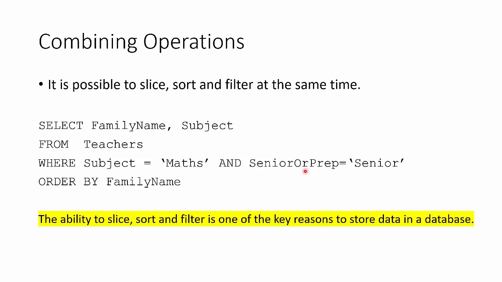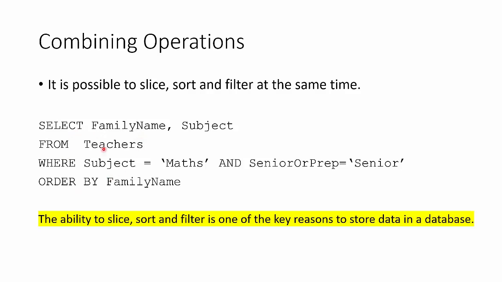So that's a brief description of how we can slice, sort, and filter our table. And here you can see it's possible to combine all of those three operations at once. So here I'm just saying, give me the family name and subject from the teachers, where the subject equals maths, and senior or prep equals senior, and then order by family name. So this is going to give me a list of family names and subjects, where all of the subjects are maths, only for senior teachers, and sorted alphabetically as well.